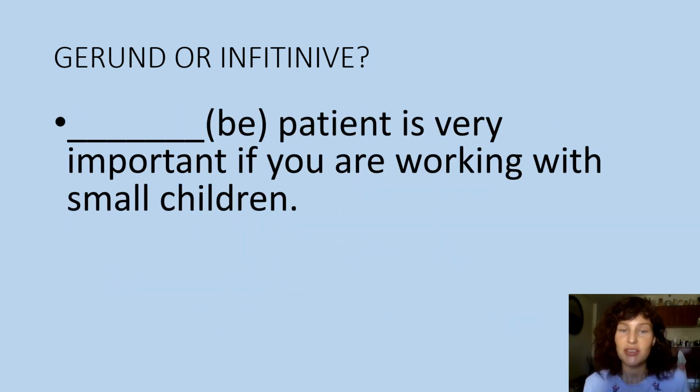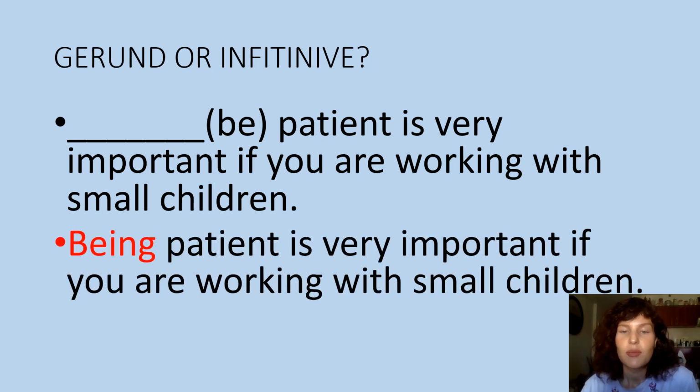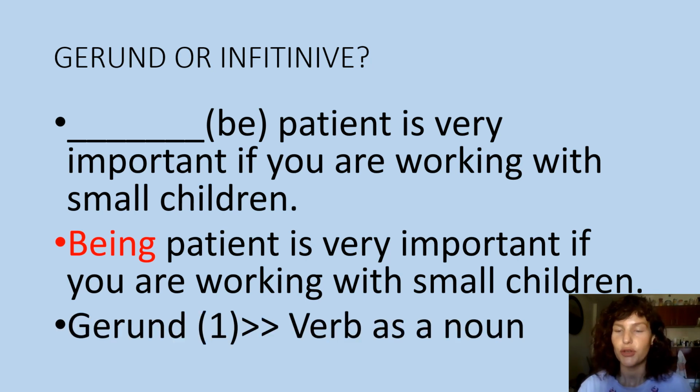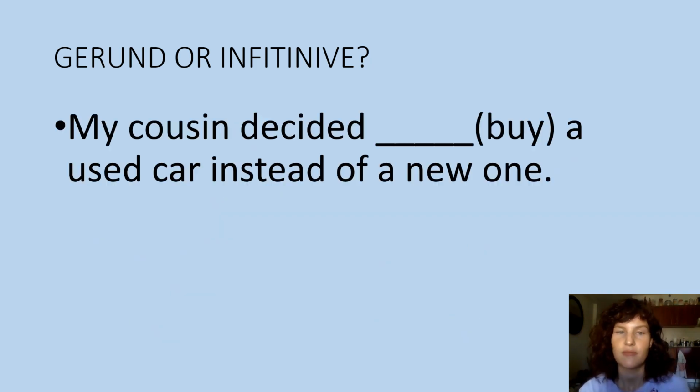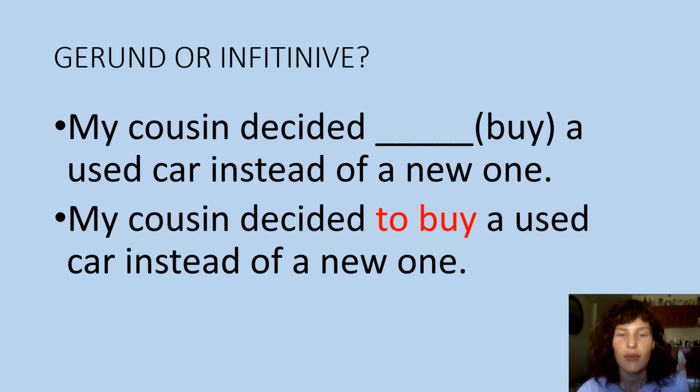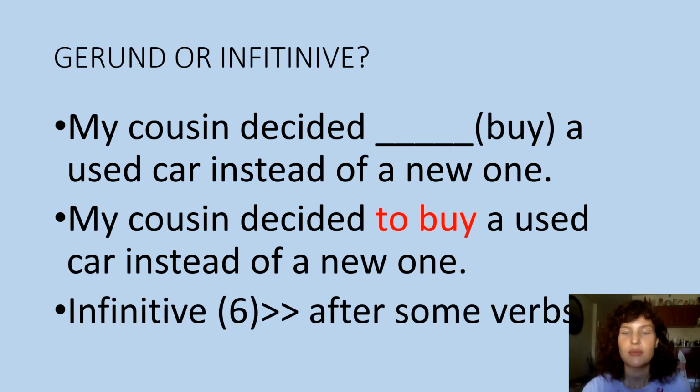Okay, patient is very important if you are working with small children. Being patient is very important if you are working with small children, right? Once again, this is the verb as a noun. It's the subject of the sentence, the idea of being patient. My cousin decided a used car instead of a new one. My cousin decided to buy a used car. We're using this because it's after some verbs. After decide, we always use the infinitive.